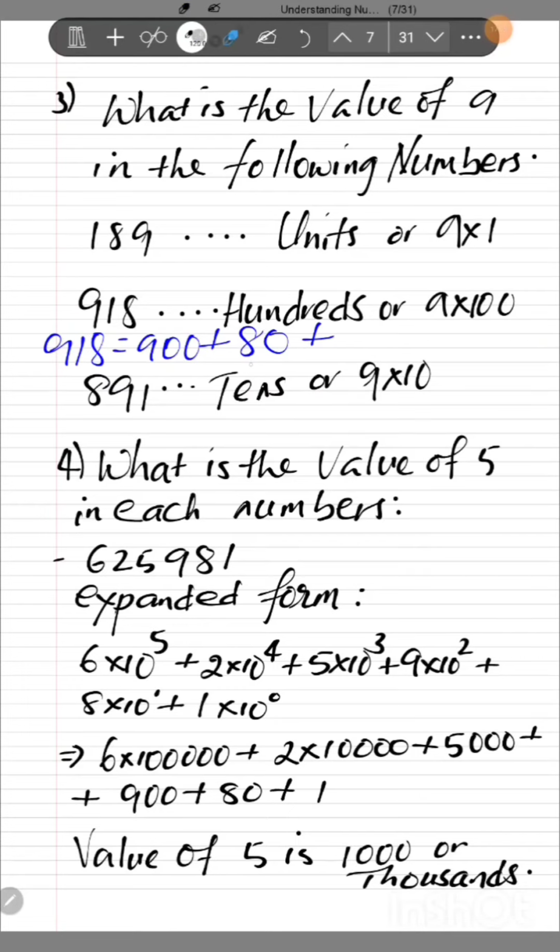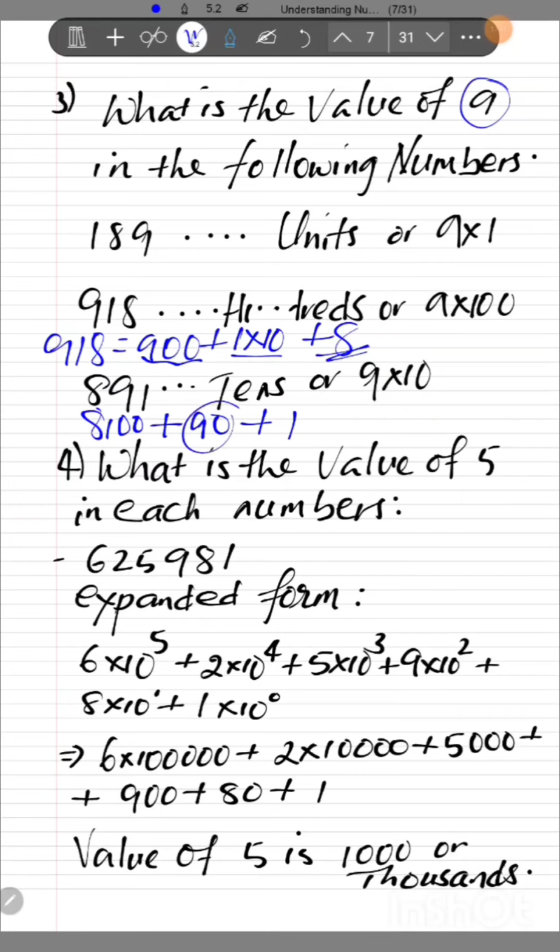Let me clear this one. Okay, let's come back. 918 is 9 in the hundreds position, 1 times 10 in the tens position, and 8 in the units. Another example here, 891. We are just checking the position of 9 as per this question. 8 in the hundreds position, 9 in the tens position, and the last one is 1. So 9 times 10 is in the tens position.